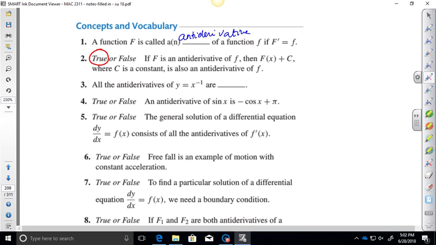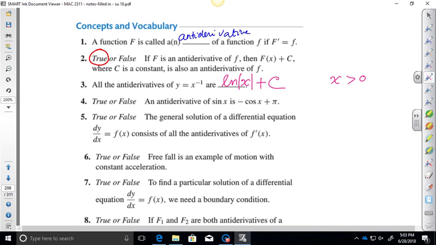Tell me the antiderivatives of y equals x to the negative 1. ln of x. It says all the antiderivatives, so I'm going to put plus C. When looking something up for this, it accepted only ln of the absolute value of x. Yes, unless it says otherwise, but we just take x positive.